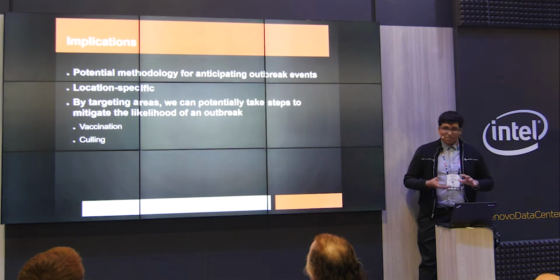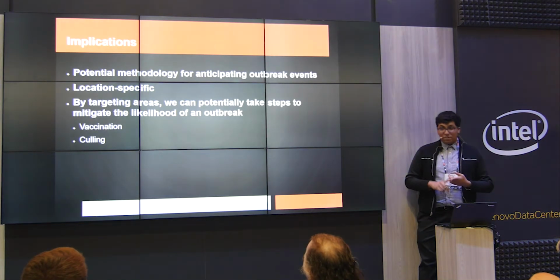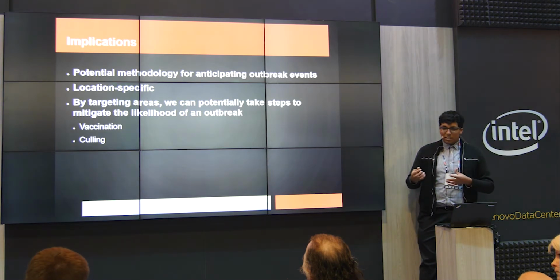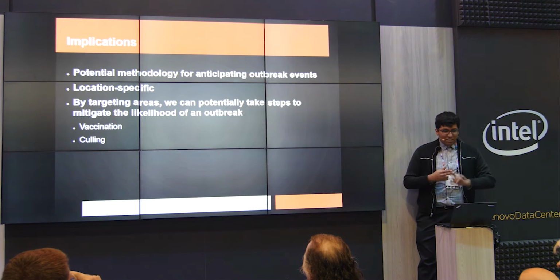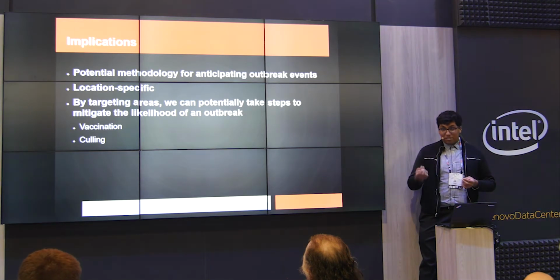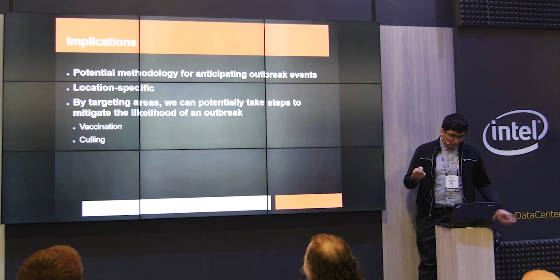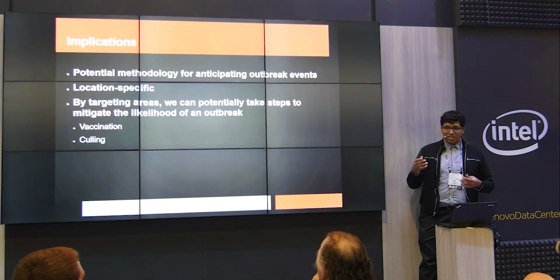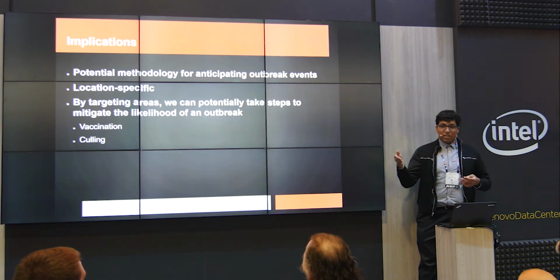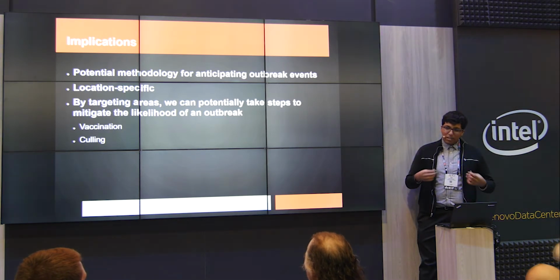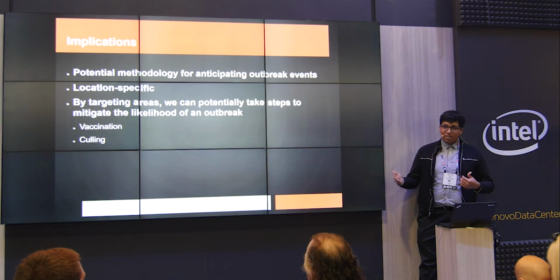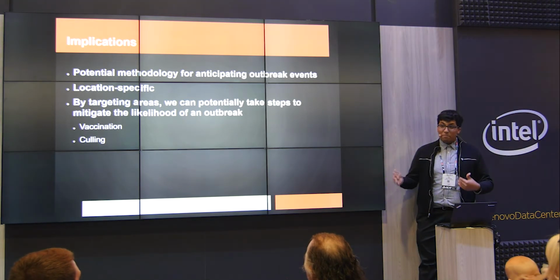And so, what are the implications of this? The first and most major one is that we have a method of potentially anticipating when a pandemic event like this happens. But the second is that it's location specific. And so by targeting areas where we see a major jump risk, be it through vaccination or through culling of local animal populations, we can potentially take steps to mitigate the risk of these pandemic events happening in the first place.